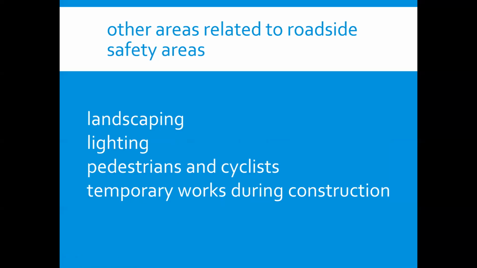Other areas related to the roadside safety areas include landscaping, lighting, pedestrian and cyclists, and temporary works during construction. Landscaping. In relation to safety, landscaping on roads, verges, or within the clear zone should not obstruct sight distance and be frangible. It is common for medians to be landscaped to reduce headlight glare from opposing traffic. Generally, trees with a mature trunk diameter less than 100 millimeters are considered to be frangible.